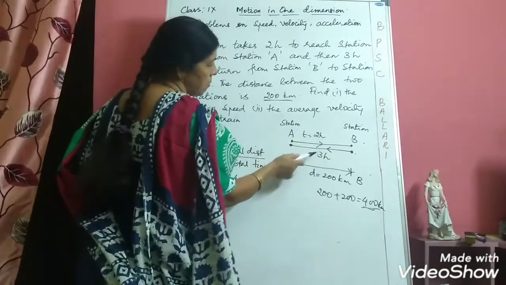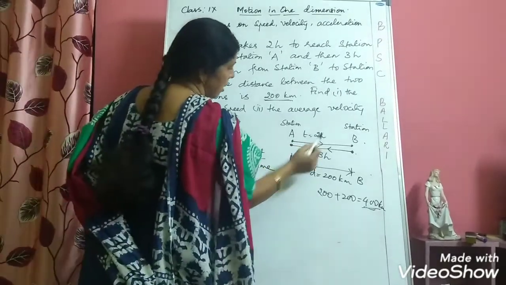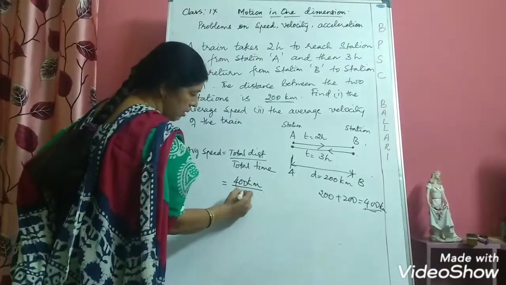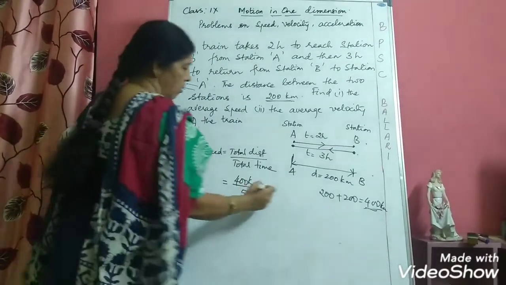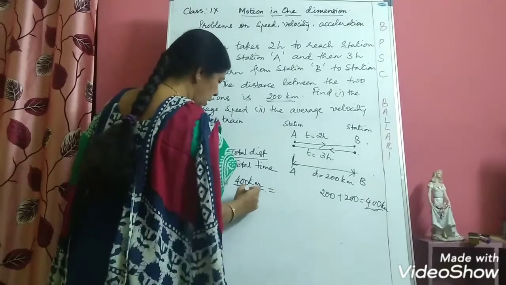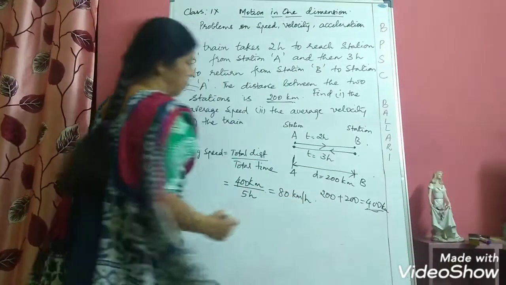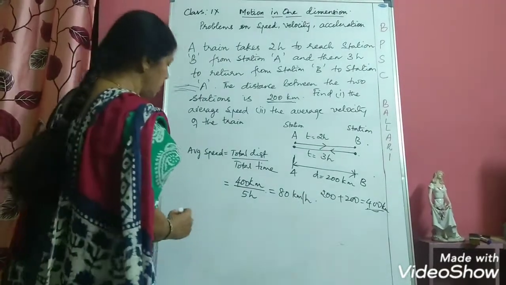Total time taken, you can observe here. First time it is taking 2 hours. Second time it is taking 3 hours. So total time taken is 5 hours. Now, what will be the average speed? It is 80 km per hour. This is the average speed of the train.